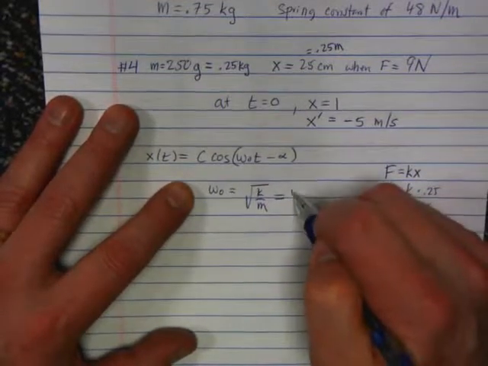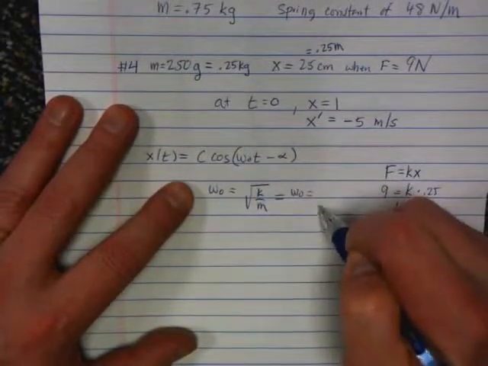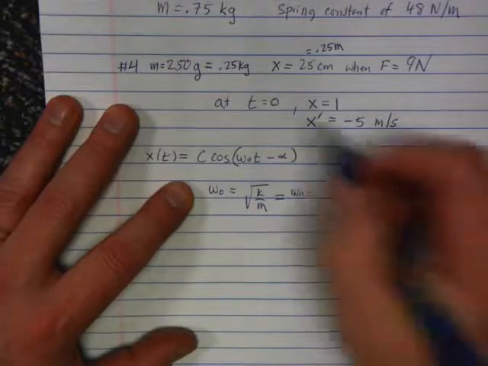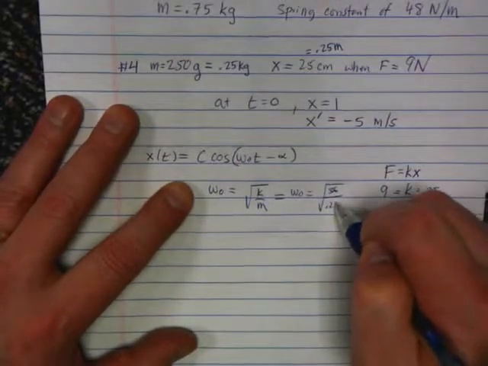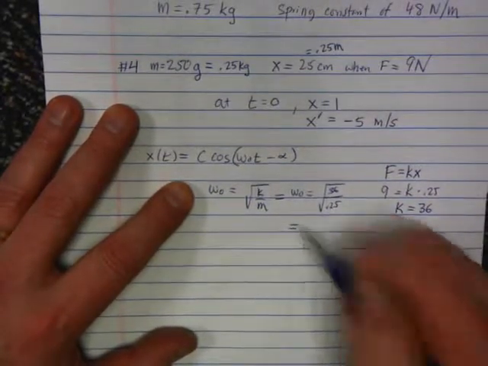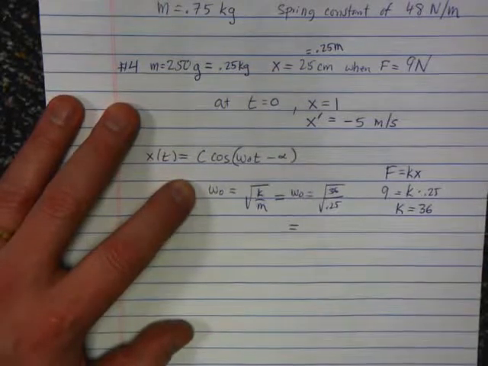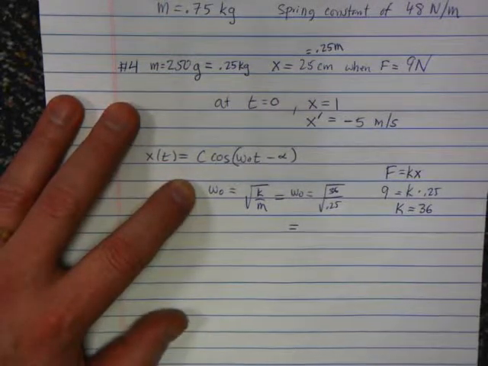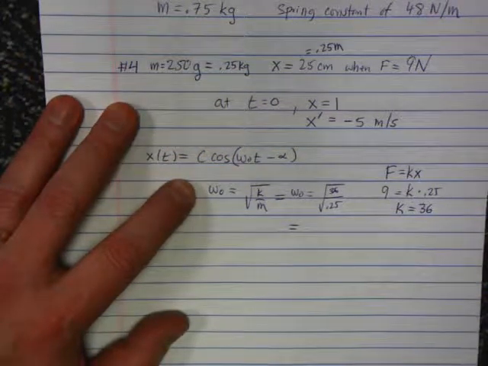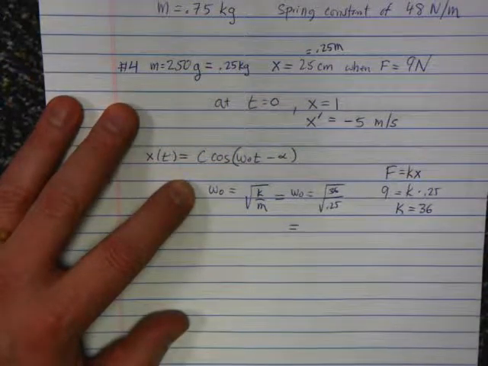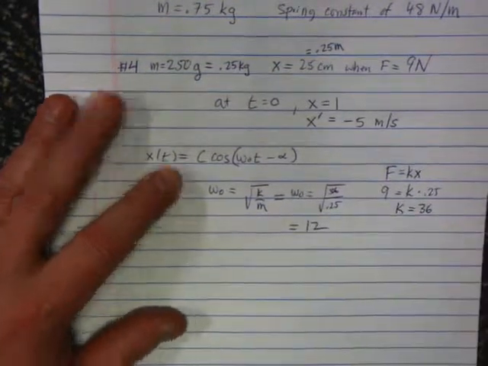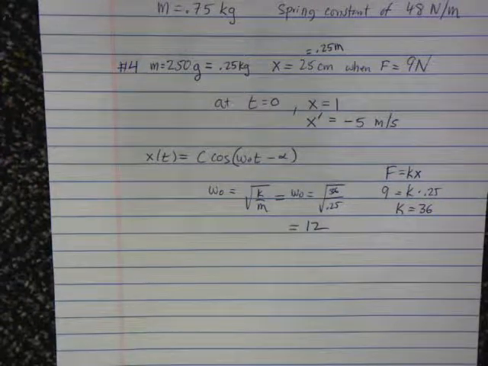So omega naught is the square root of K, which was 36, divided by 0.25. Let's see, that's going to be 6 divided by a half. That's 12, maybe? Yeah, 12. So omega naught is 12.